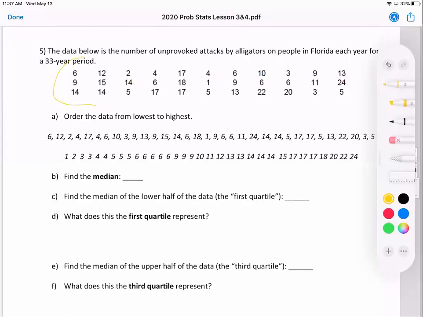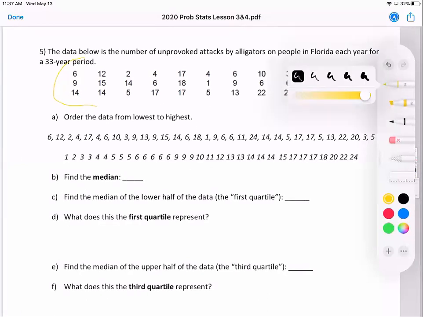The number of unprovoked attacks by alligators on people in Florida each year for a 33-year period. So for instance, this number right here, 22: there was a certain year that there were 22 unprovoked attacks by alligators on people in Florida.